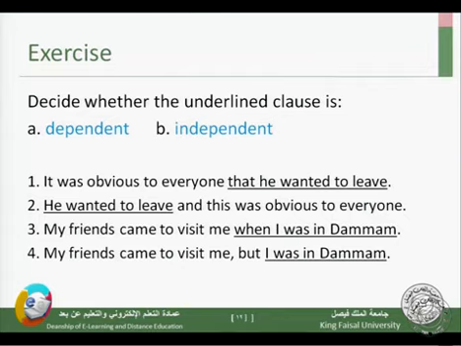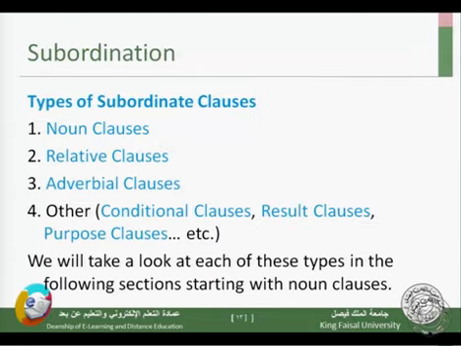Number 4, my friends came to visit me, but I was in Dammam. I was in Dammam. This clause can appear alone as a full sentence, but here there is a coordinator. So as we said before, if we have a coordinator coordinating two clauses, both clauses are independent. So the first one is independent and the second one is independent. My friends came to visit me is independent, and I was in Dammam is also independent. So in this sentence, the correct choice for number 4 is B.